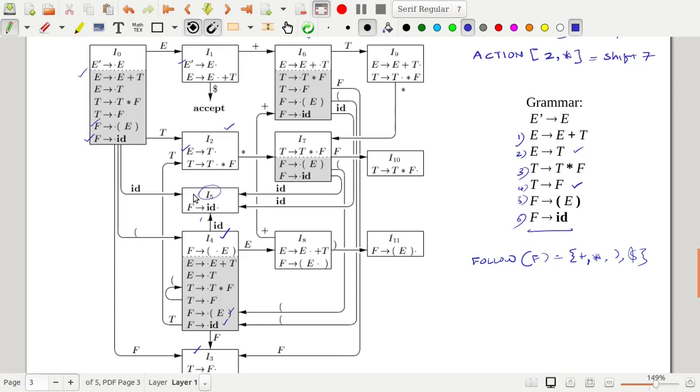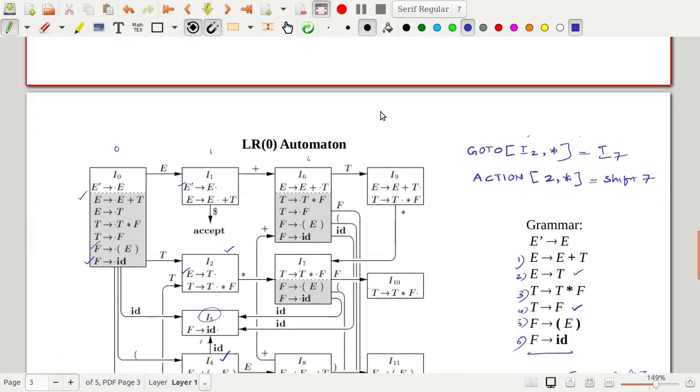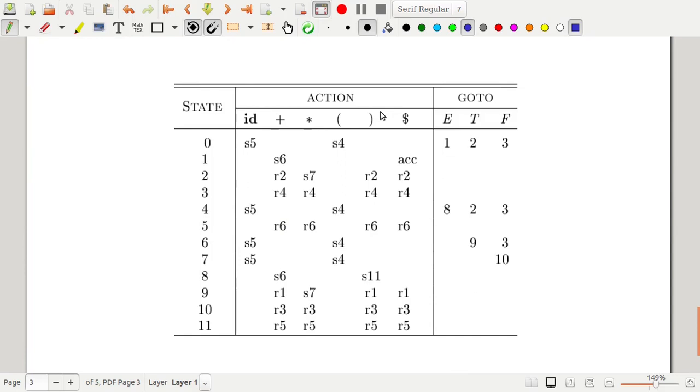So in this way we can consider every state. After considering them, we can fill the parsing table and have the action part and the goto part. Finally we will have a table like this for this example, and this can be used for our parsing algorithm that we used in our previous example.